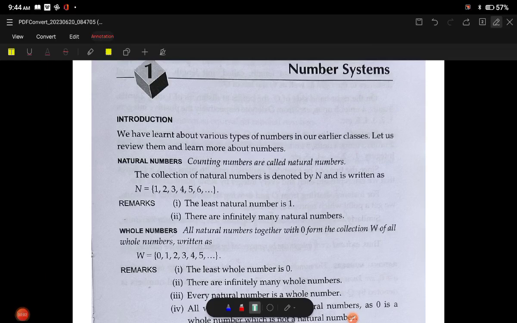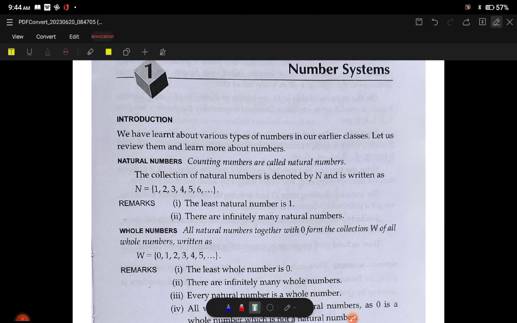Hello everyone. Today in this video I will discuss the basic concept of number system. In the next part I will discuss the advanced level of this number system. Okay? So without wasting time, let's start.